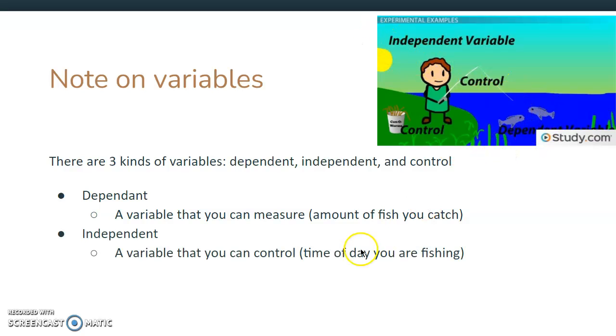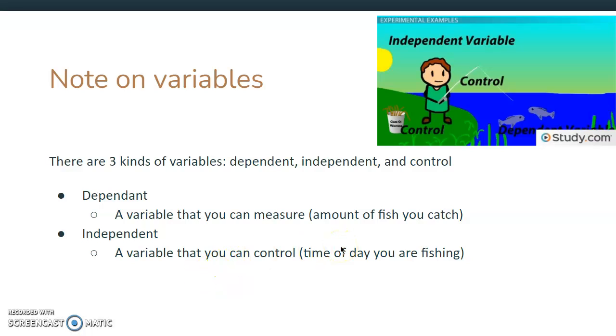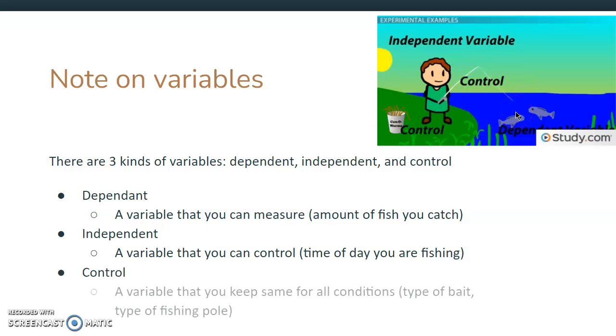So our independent variable, the variable that we control, is the time of day we're fishing. So we're gonna try in the morning, we're gonna try at midday, and then at night, and see with this specific kind of bait in this same pond, how are we gonna get the most fish?